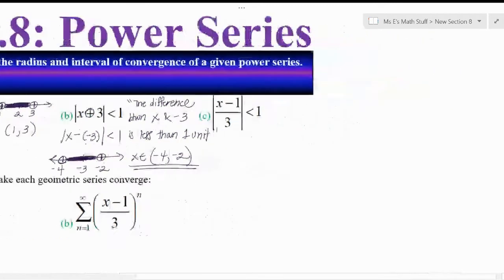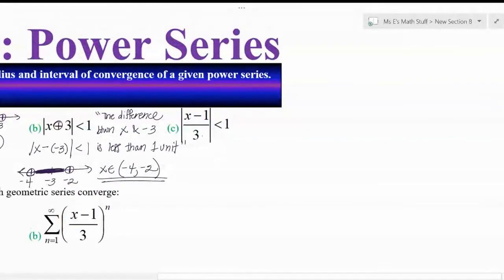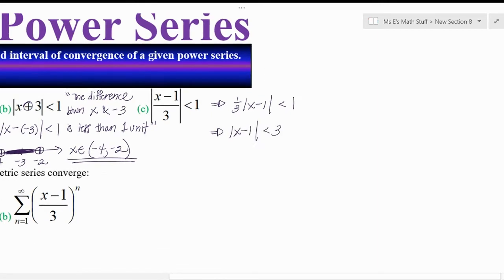Anyway, now for part C, that over 3 is definitely a little different. So for part C, what I would do is factor the 1/3 out. And these are things that I think we could all do in our heads if we wanted. And then you could multiply both sides by 3. And multiplying by positive 3 does not switch inequalities. So, and then translate it.